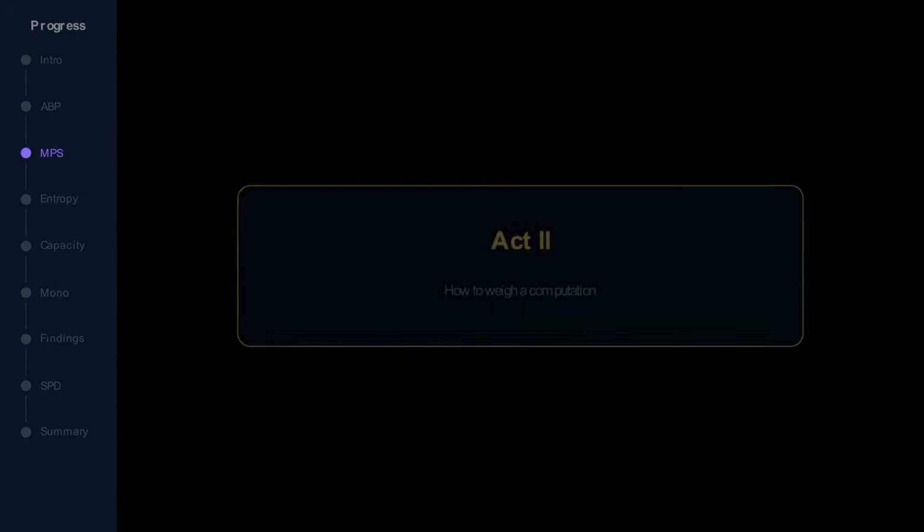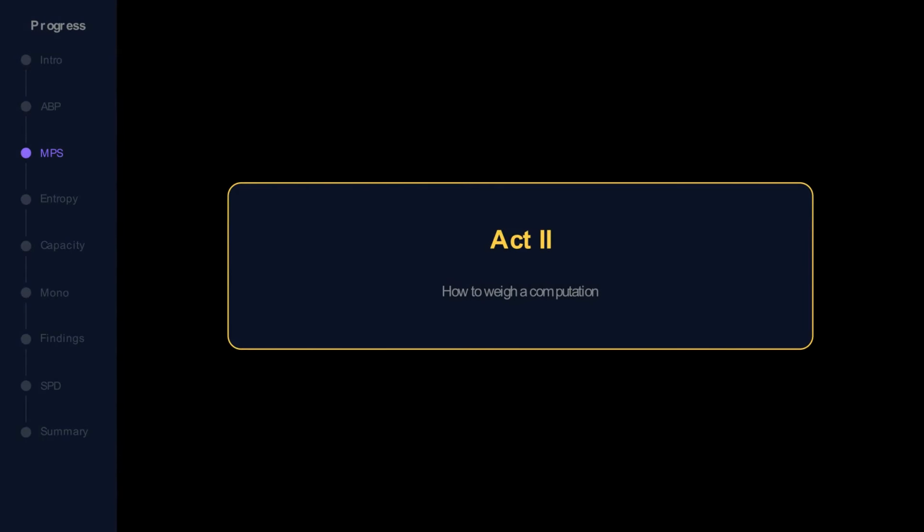Act 2. How to weigh a computation. Entropy and capacity, finding the traffic jams in information flow. So far, we've learned that width in an ABP and bond dimension in an MPS both limit how entangled the state can be across a cut, like how many lanes on a highway limit rush hour traffic.